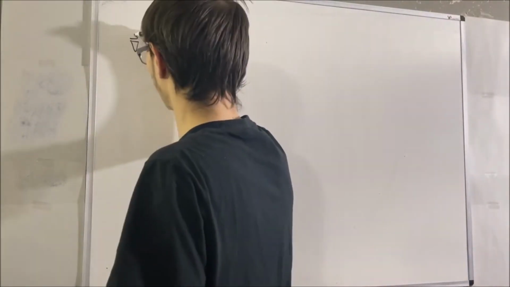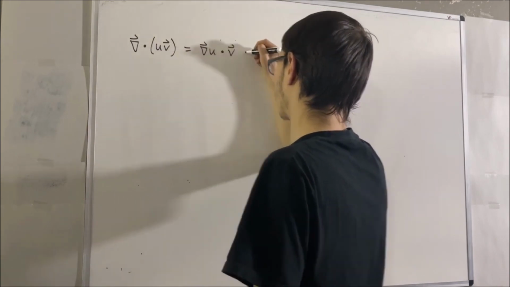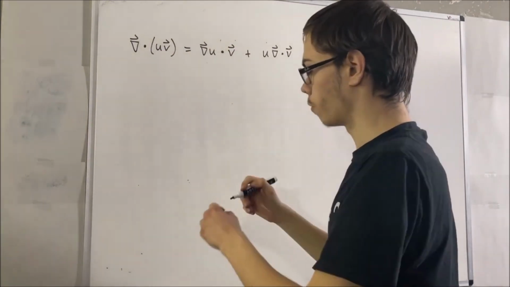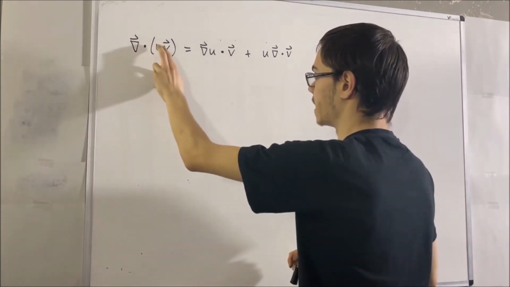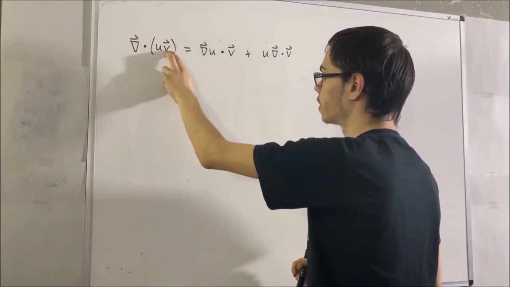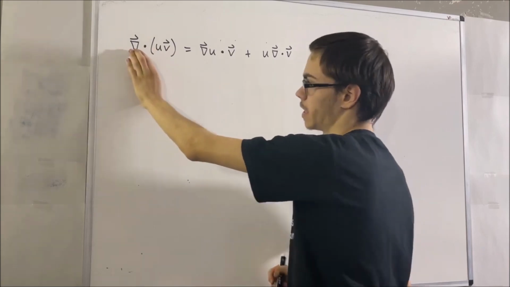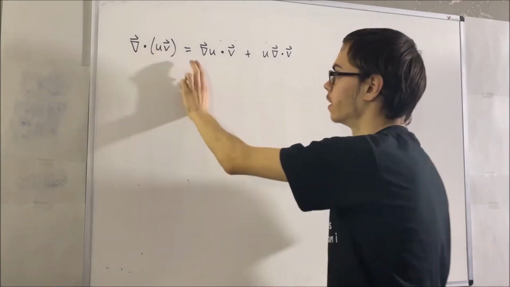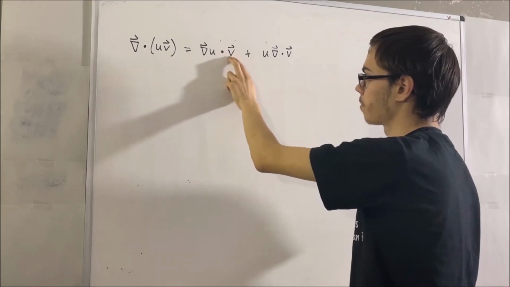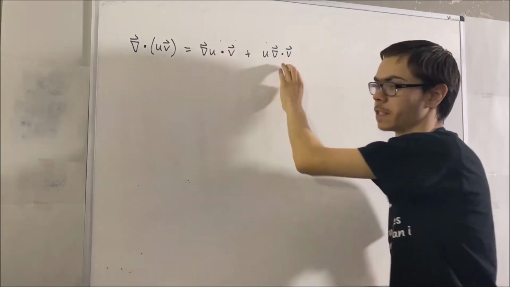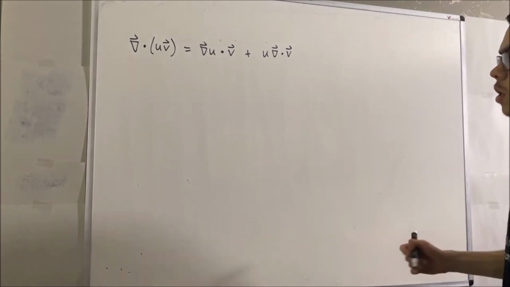All right, so in this video, we are going to prove the following. What this is saying is that the divergence of a scalar field times a vector field, or in other words, this is just the divergence of a vector field, is equal to the gradient of u dotted with vector v plus u times the divergence of v. And so we're going to prove this.